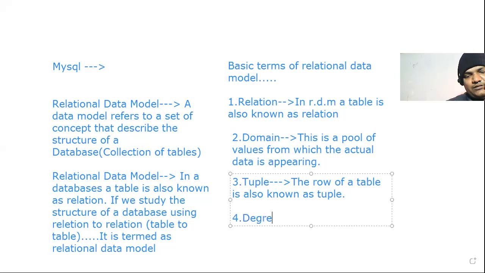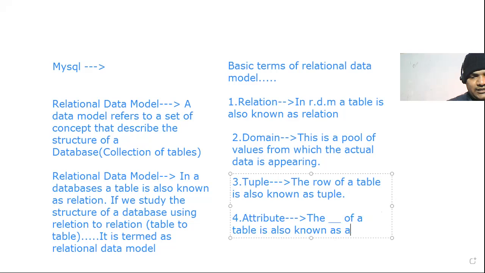Coming back to the next one, that is degree. What is the degree? No, before the degree, we are skipping one topic, that is attribute. We have also seen this topic, attribute. What is the name of the attribute? Let me write again the fill in the blanks. It is close to the first one: the fill in the blanks of a table is also known as attribute.